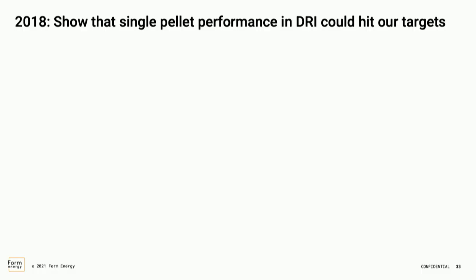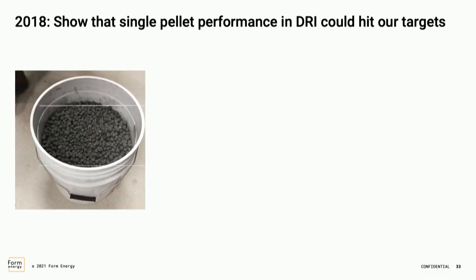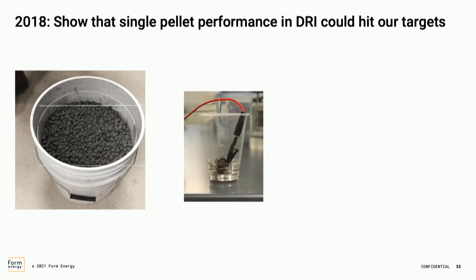And all this DRI out there, hundreds of millions of metric tons, where to start? First thing, find a friend at one of these plants who's willing to send you a 5-gallon bucket of it. And you get that shipped to your site. And then where do you start? Well, the answer is you grab a Dixie cup and a hose clamp, and you test one of these things. And that's really where we started, with single pellet building blocks.